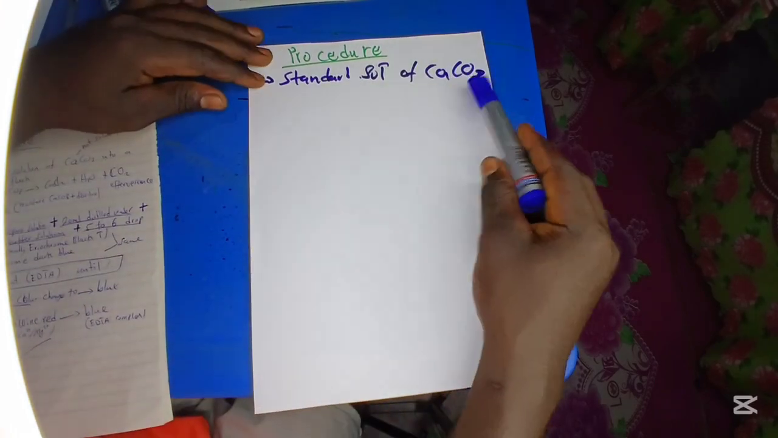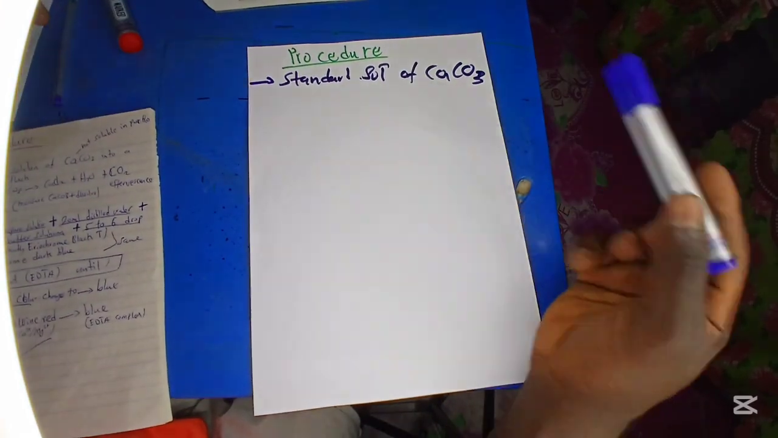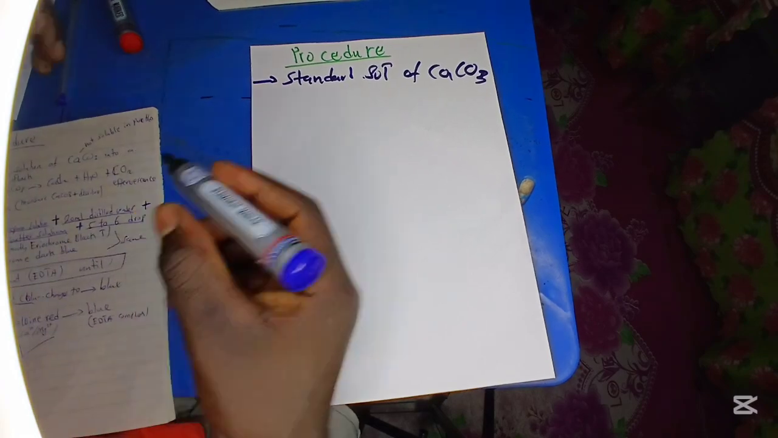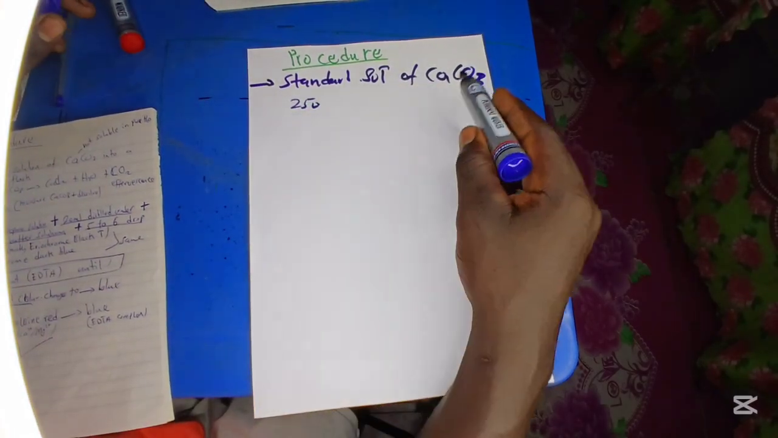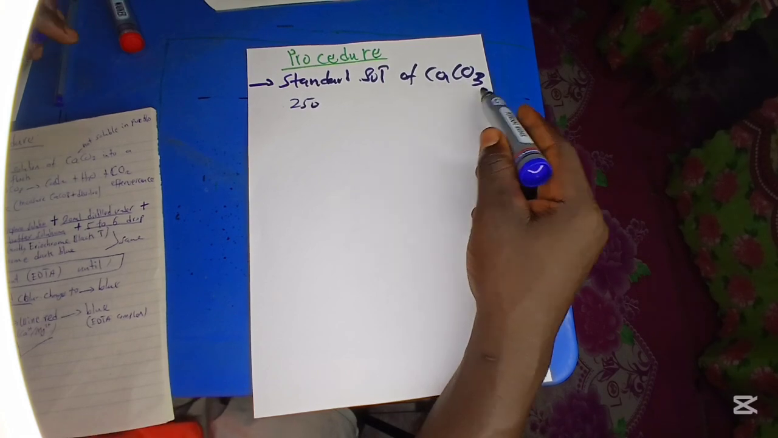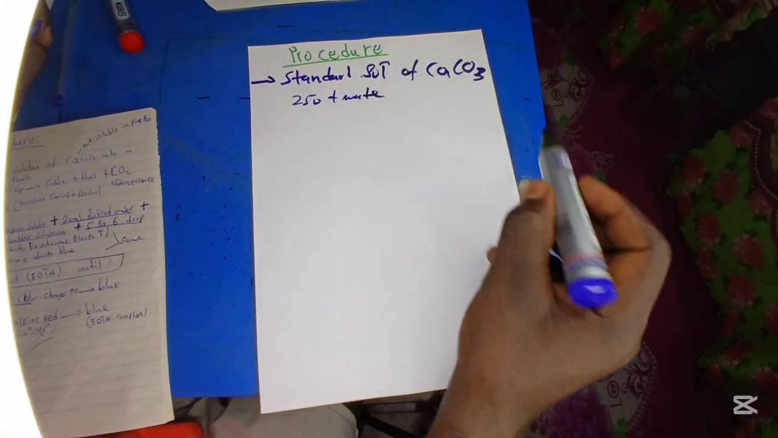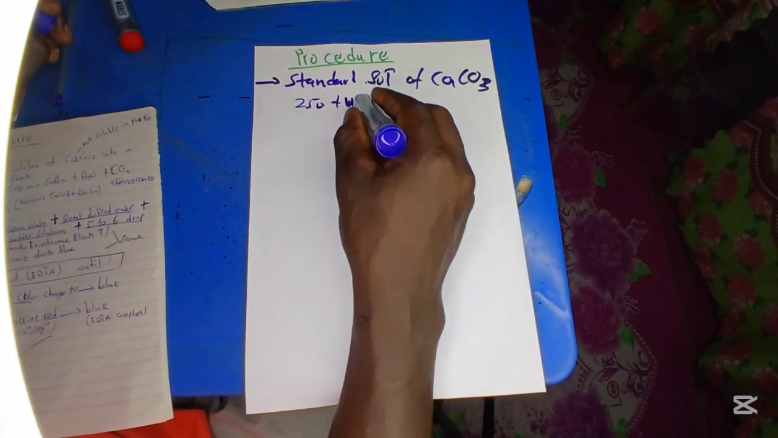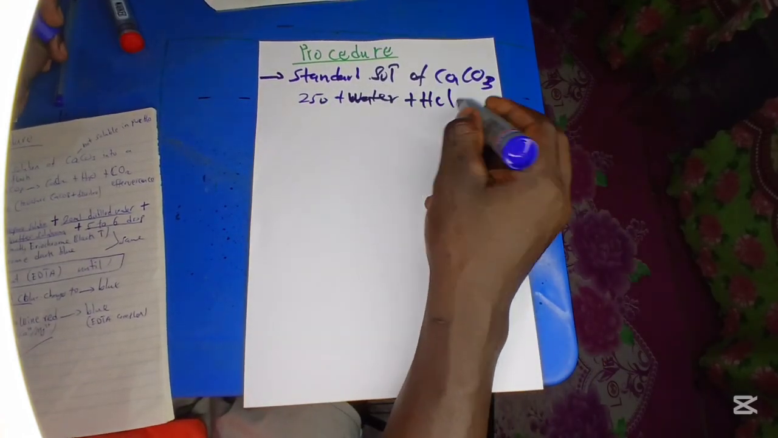So we form a standard solution of CaCO3 in a volumetric flask. Let's say we are to use a 250 mL volumetric flask, we measure a given amount of calcium carbonate, we dissolve it in water, and we also add HCl to it.